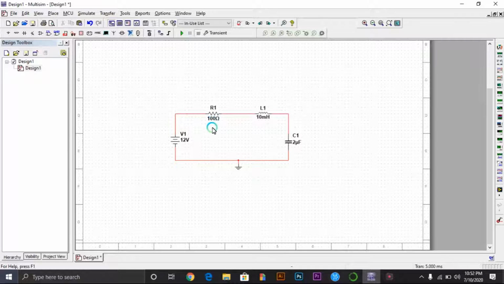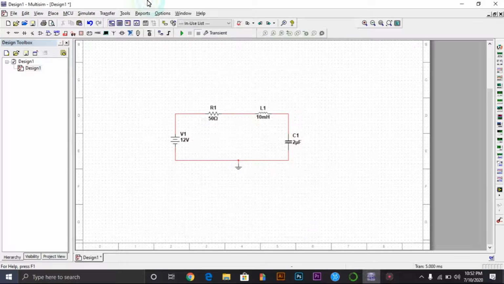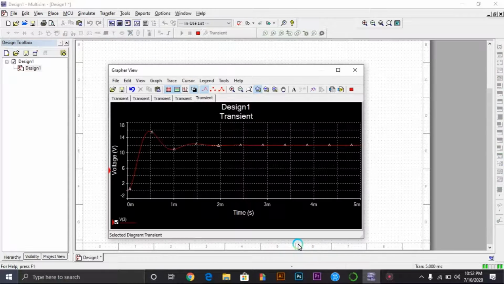If resistor value is less than the formula given, the response is underdamped. So let's put, for example, 50. You can put any value of your choice, it doesn't matter. Let's run it. Now you see this is the underdamped response. It is in the regular manner and decreasing in the regular manner.